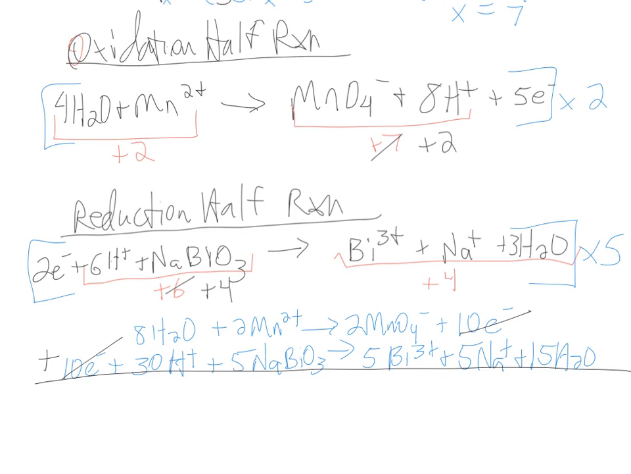We do see. So I see 8 waters on the left side in the oxidation half reaction and 15 waters on the opposite side in the reduction half reaction. Since they're on opposite sides, they'll cancel out. So the 8 water molecules will cross out and will knock the number 15 down to 7, which is 15 minus 8. Then we can rewrite what's left, and we should have our final answer.